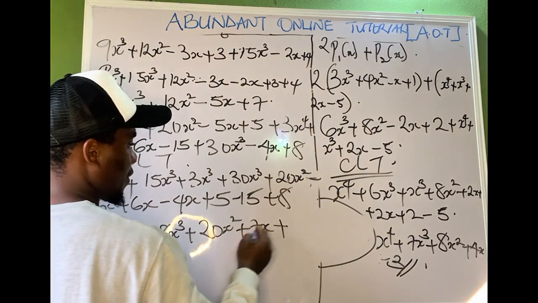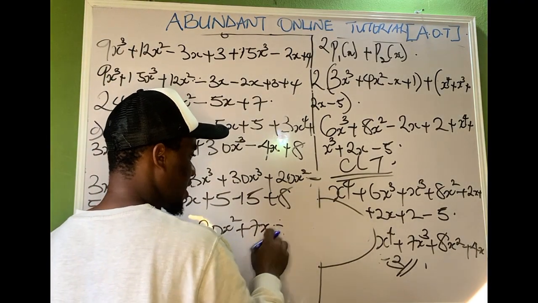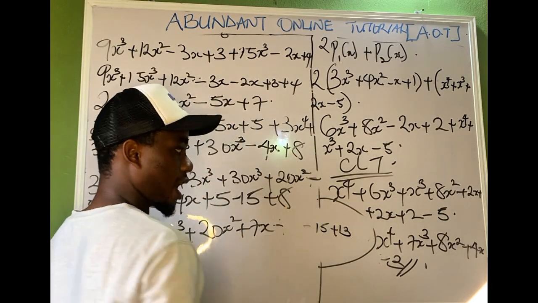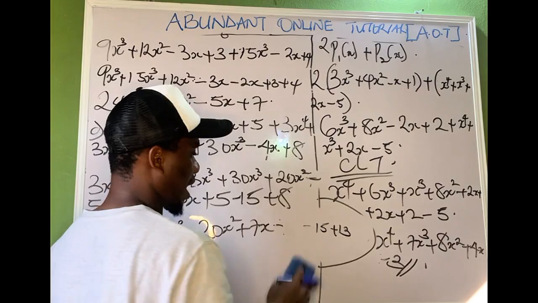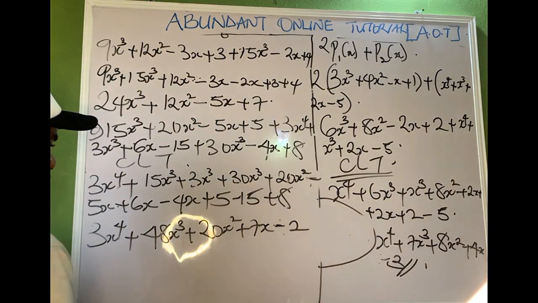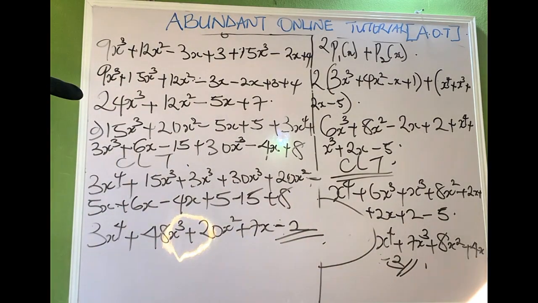Then we now have minus 15. Minus 15 plus 13. That will now give you what? So minus 15 plus 13 is what? Minus 2. So that will now give us minus 2. All right, so I think that's our final answer.